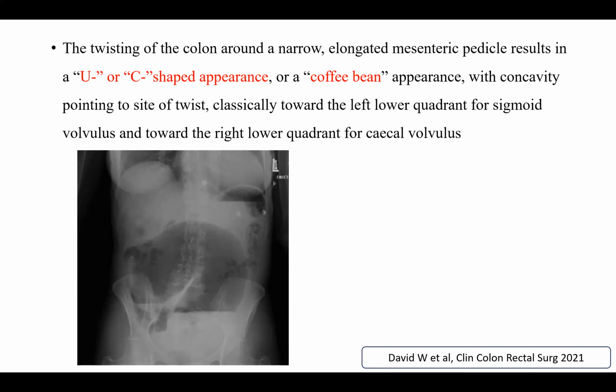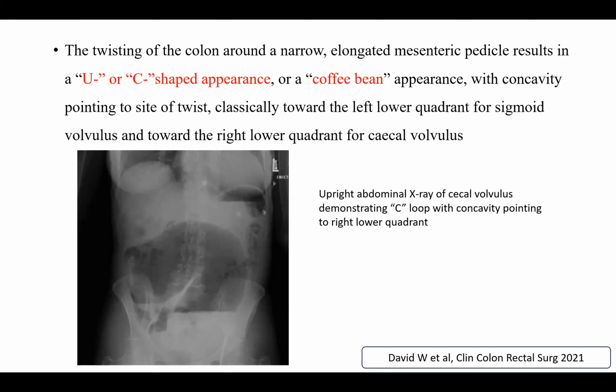In the sigmoid volvulus, the twist will be towards the left quadrant, and in the cecal volvulus, it will be towards the right lower quadrant. This radiograph shows cecal volvulus, with the C loop pointing towards the right lower quadrant.